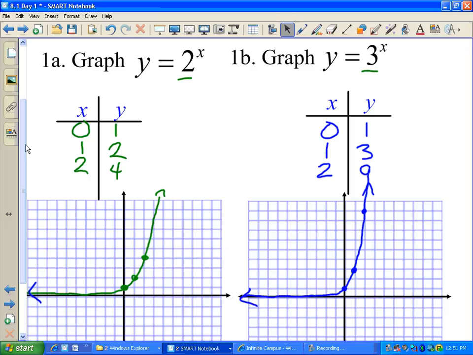The 3 makes it steeper, grows faster, because 3 is greater than 2. Totally agree with that. Do you see anything else that changes? Okay. What do they all have in common? They're all going to do that same exponential growth, that same arch. It doesn't give me a U shape. It gives me kind of an arch climb. What else do they have in common?